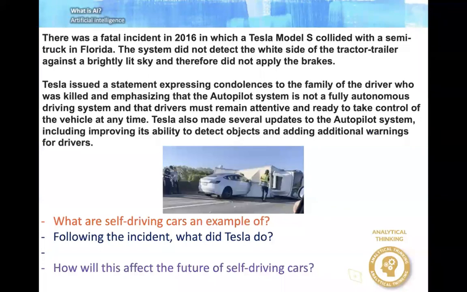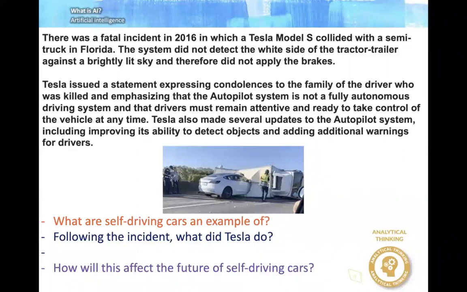Okay. So we know AI learns. That's something we've gathered. Now, what we also know, let's just go through a case study. So here is a fatal accident with a Tesla, and what happened was the driver crashed because the car didn't recognize what happened. So Tesla issued a statement expressing condolences to the family of the driver who was killed and emphasizing that the autopilot system is not fully autonomous. And then it made several updates, including improving its ability to detect objects and adding additional warnings for drivers.